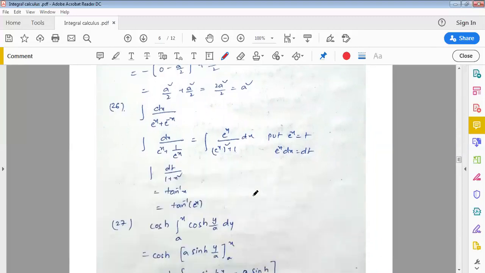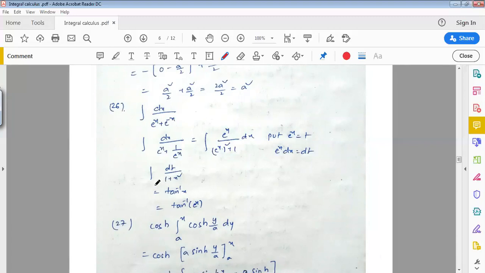Coming to the next problem, integral dx by e power x plus e to the power of minus x. This can be written as 1 by e to the power of x plus e to the power of minus x. While finding the LCM for the denominator and simplifying, we get e to the power of x by (e to the power of x) whole square plus 1. So on substituting e power x is equal to t, and differentiating, we get e power x dx is equal to dt. So this function can be converted into dt by 1 plus t square.